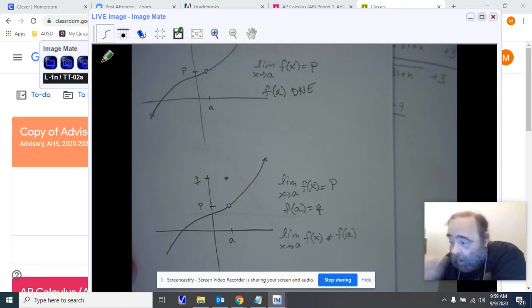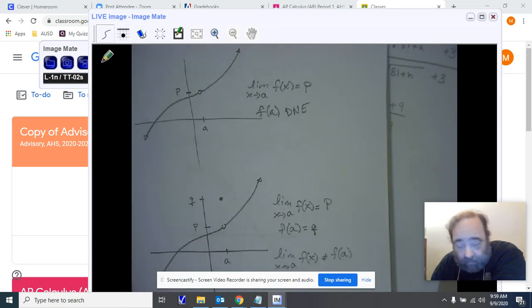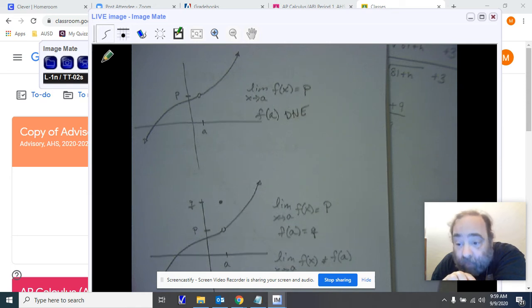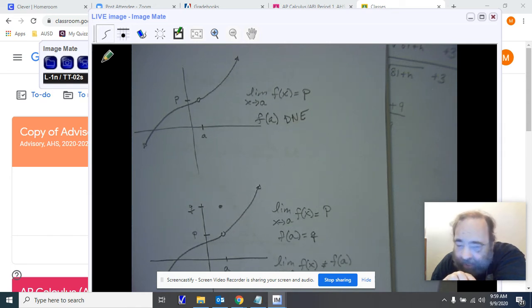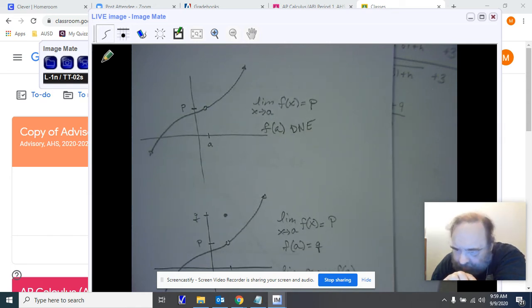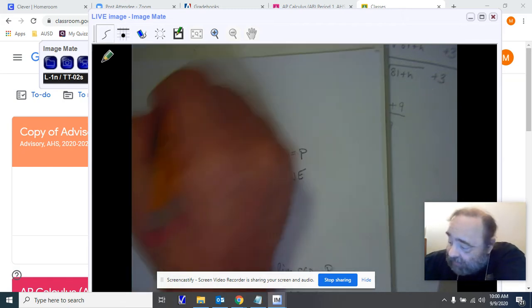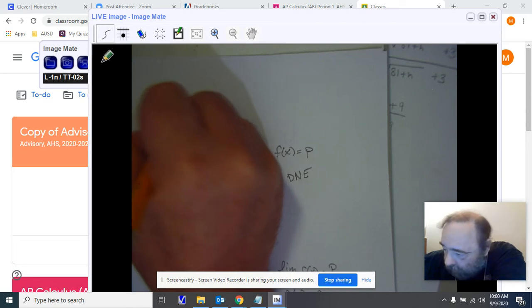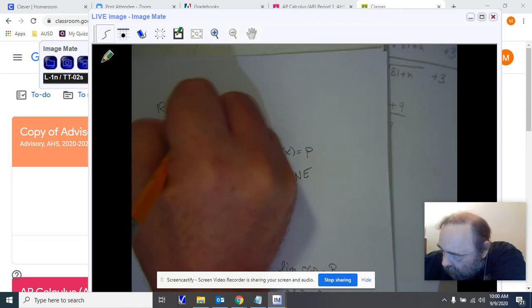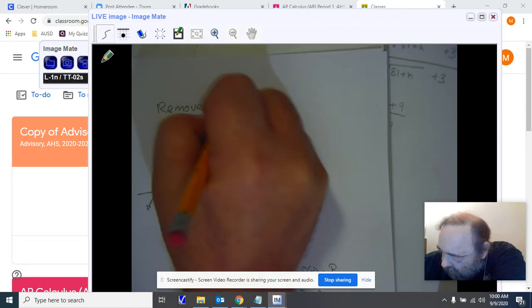Okay, notice, holes in the graph, the limit is existing in these situations, but the value is either not defined or the value is specifically defined in another place. This is referred to as a removable discontinuity. And it is a very, very special discontinuity. We call it a non-essential. So this is a removable discontinuity.